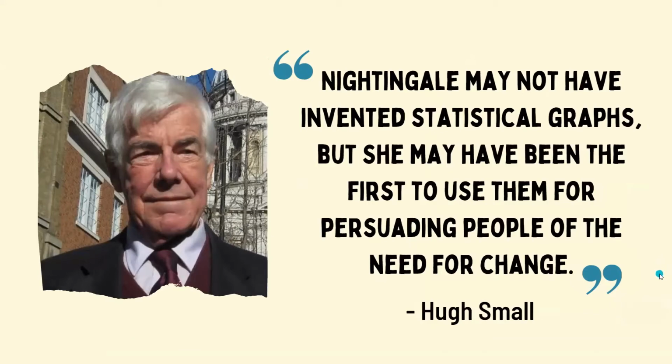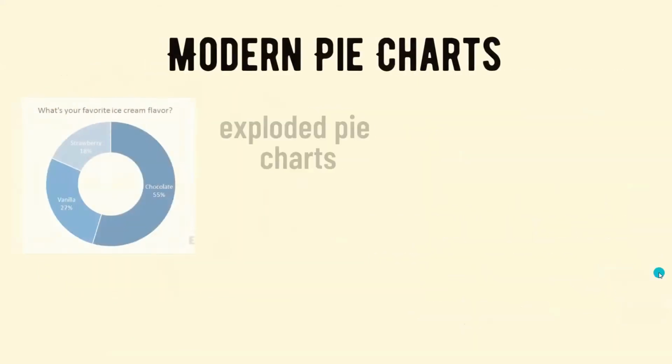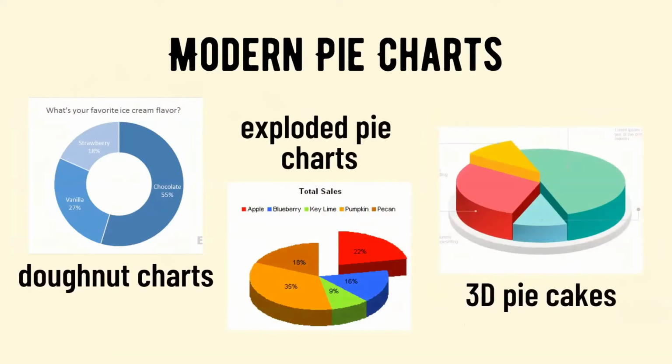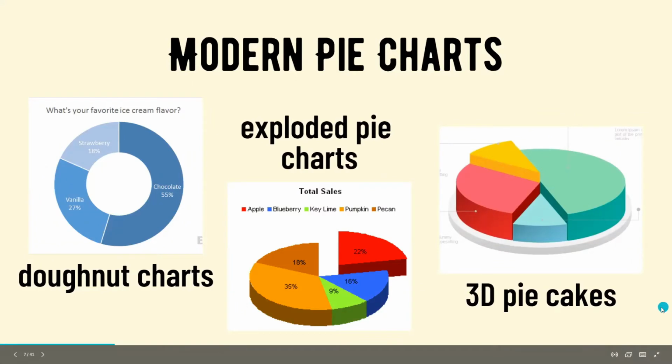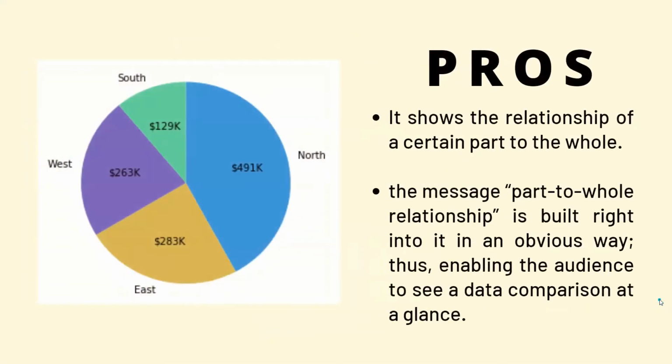As time went by, pie charts experienced many adaptations and transformations and ended up converted into things like donut charts, exploded pie charts, and 3D pancakes. As of today, pie charts are one of the most popular data visualization formats, despite criticism from data visualization experts that say that the human brain can more easily compare length than angle. However, pie charts do have some strengths, especially in terms of showing the relationship of a certain part to the whole, since in pie graphs the part-to-whole relationship is built right into it in an obvious way, thus enabling the audience to easily see a data comparison at a glance.